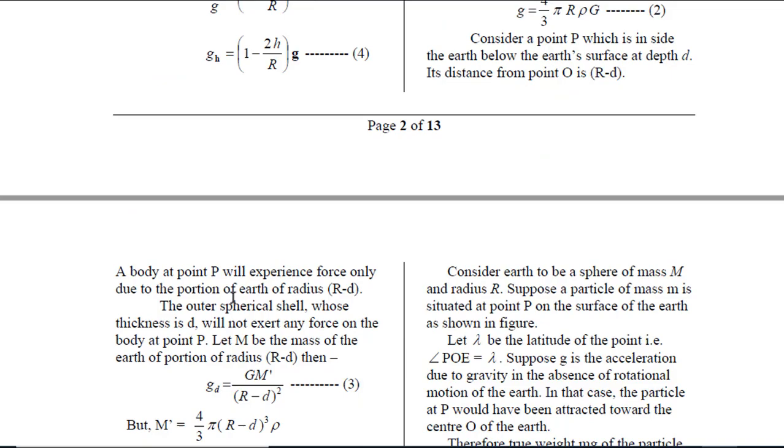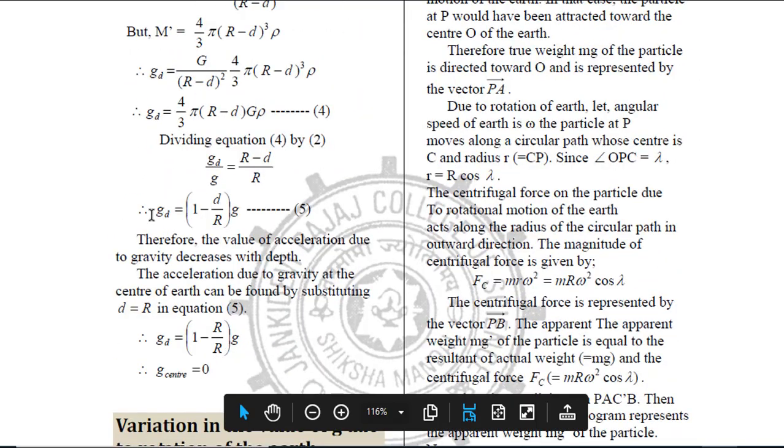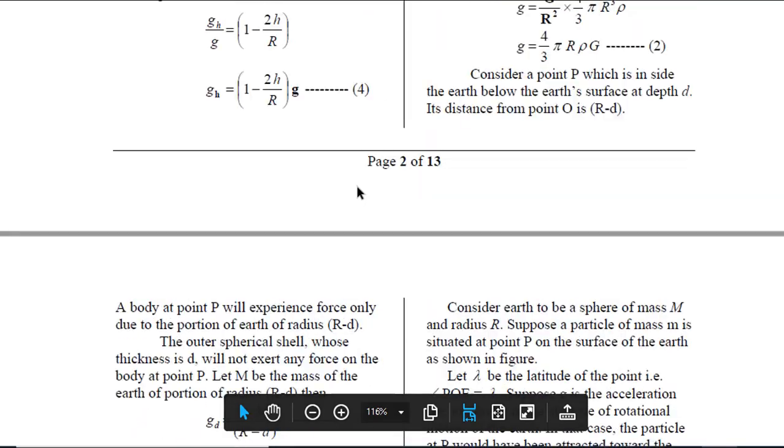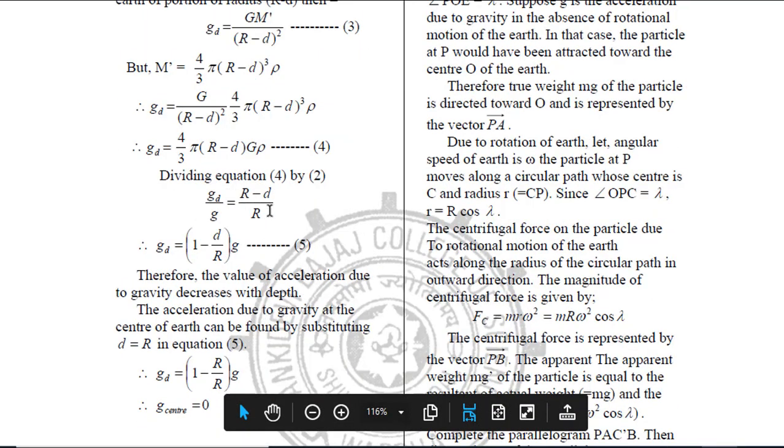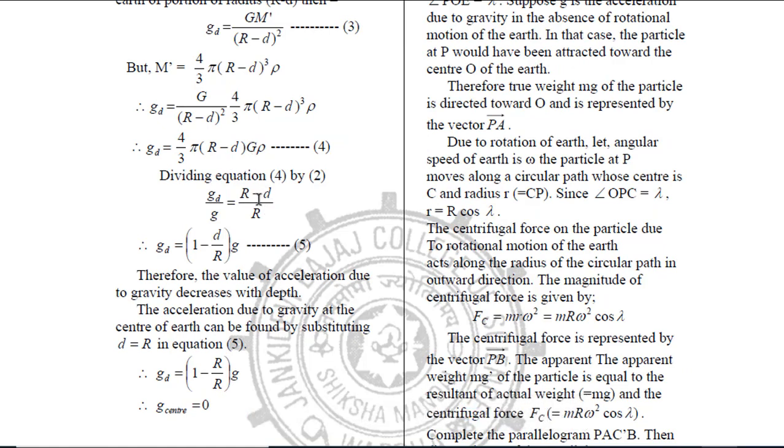So again, if we divide g_d by g at the Earth surface, as we did before, just try to divide yourself. You will see things cancel and you remain with r minus d divided by r.